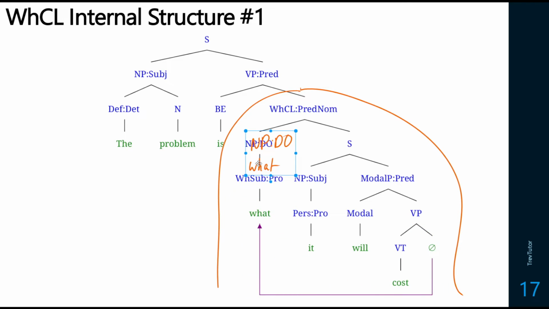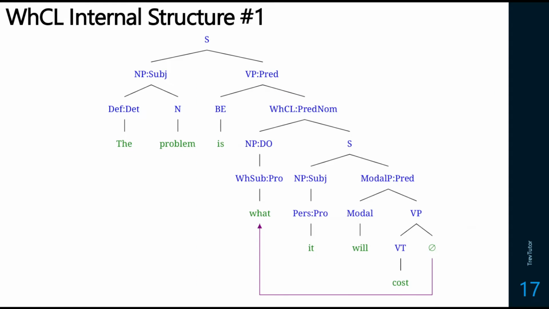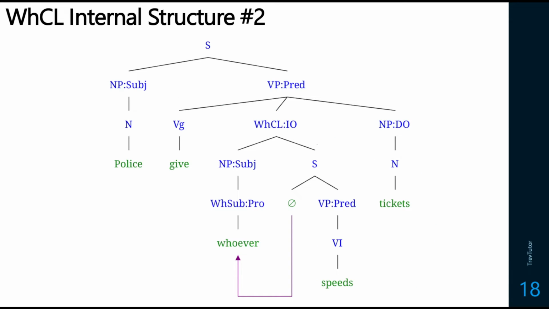So that's how that movement is occurring in order to form the WH clause in the internal structure. Everything else is exactly how you would expect. A subject, a predicate, and everything other than the gap. Okay, what about "police give whoever speeds tickets"?